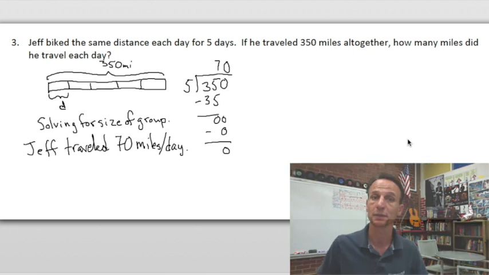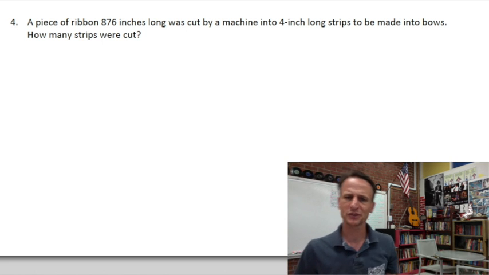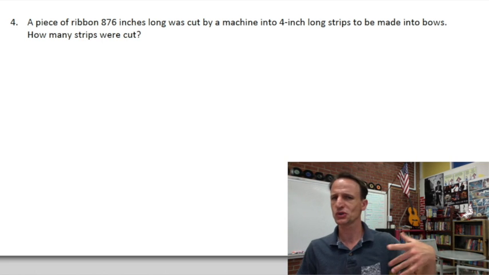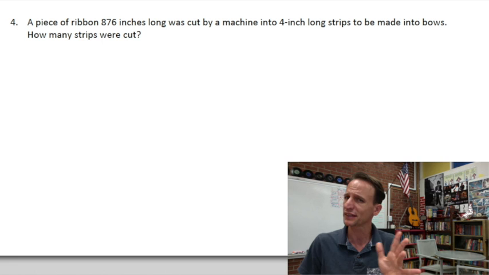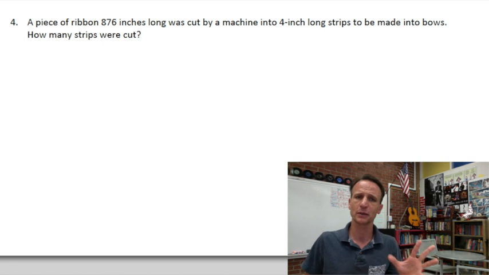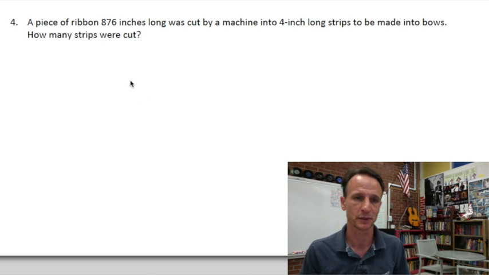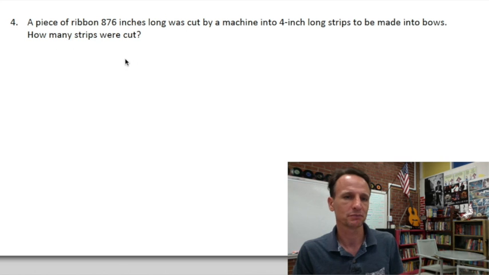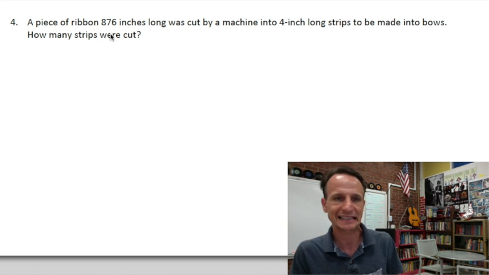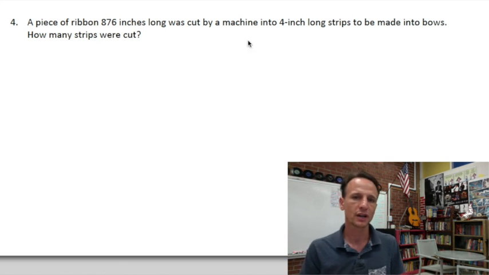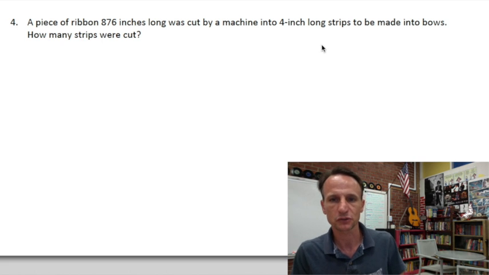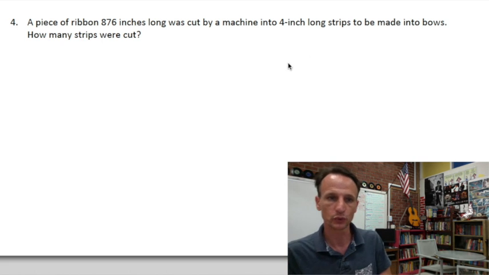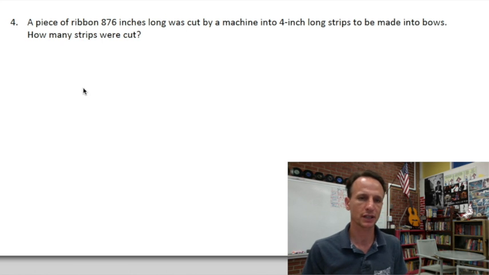All right, number 4. So we went from juice to cookies to bicycling, and now we're talking about a factory and ribbons. All right, so there we go. No continuity here. A piece of ribbon, 876 inches long, was cut by a machine into 4-inch long strips to be made into bows. How many strips were cut?